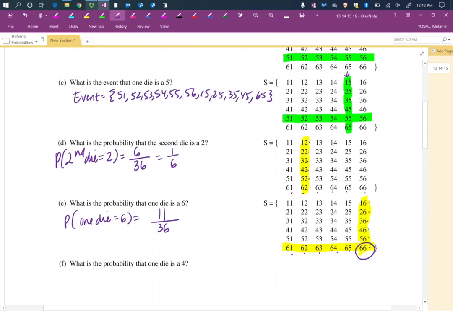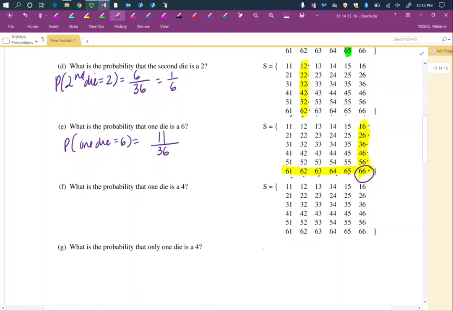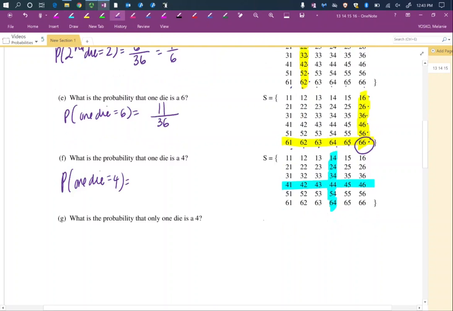Let's do another one. What is the probability that one die is a 4? Okay, probability one die is a 4. So here's where the first die is a 4. Here's where the second die is a 4. So the denominator is 36, 36 total options. How many have a 4? I've highlighted them, right? 1, 2, 3, 4, 5, 6, 7, 8, 9. Don't double count that one. 10, 11. 11 out of 36.